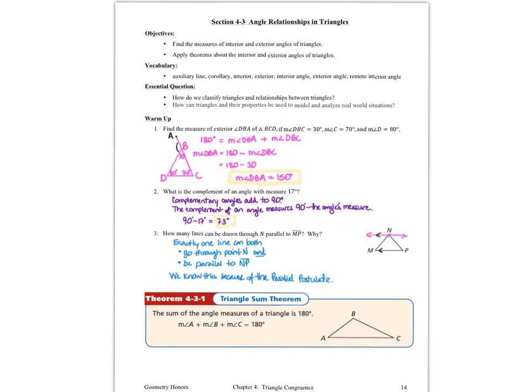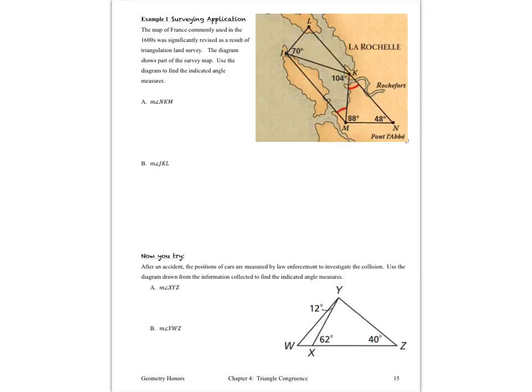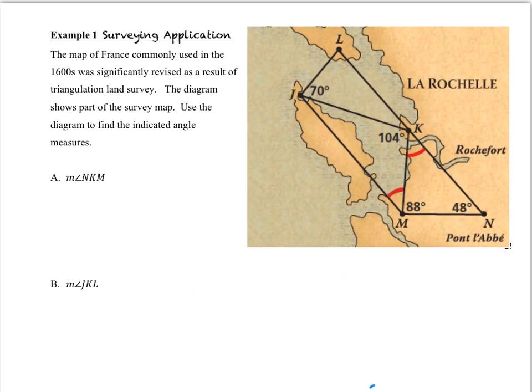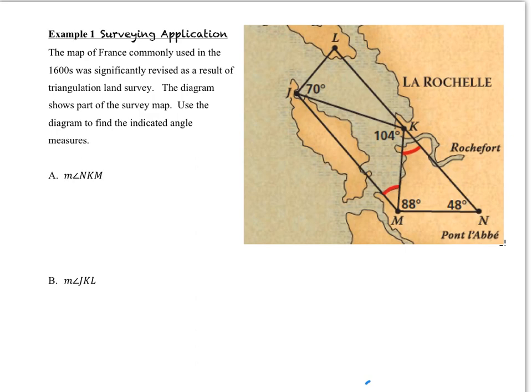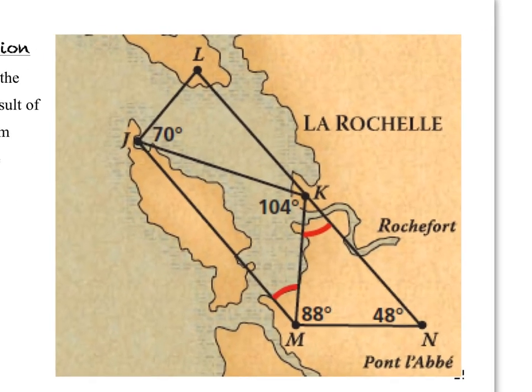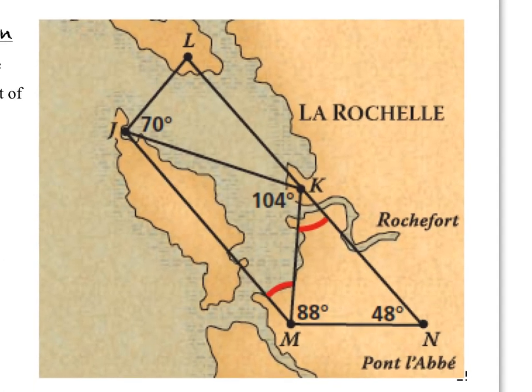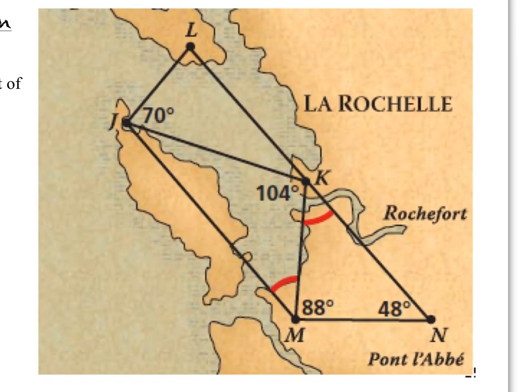Let's move on to example 1. On example 1, we've got a map, and we are going to use this map to try to find out what some of the angle measures are. It says the map of France, commonly used in the 1600s, was significantly revised as a result of triangulation land survey. The diagram shows part of the survey map. Use the diagram to find the indicated angle measures. What we're going to do first is take a look at what's going on, try to find out as much as we can, and then we'll go back and see what questions were being asked so that we can make sure that we've answered all the questions.